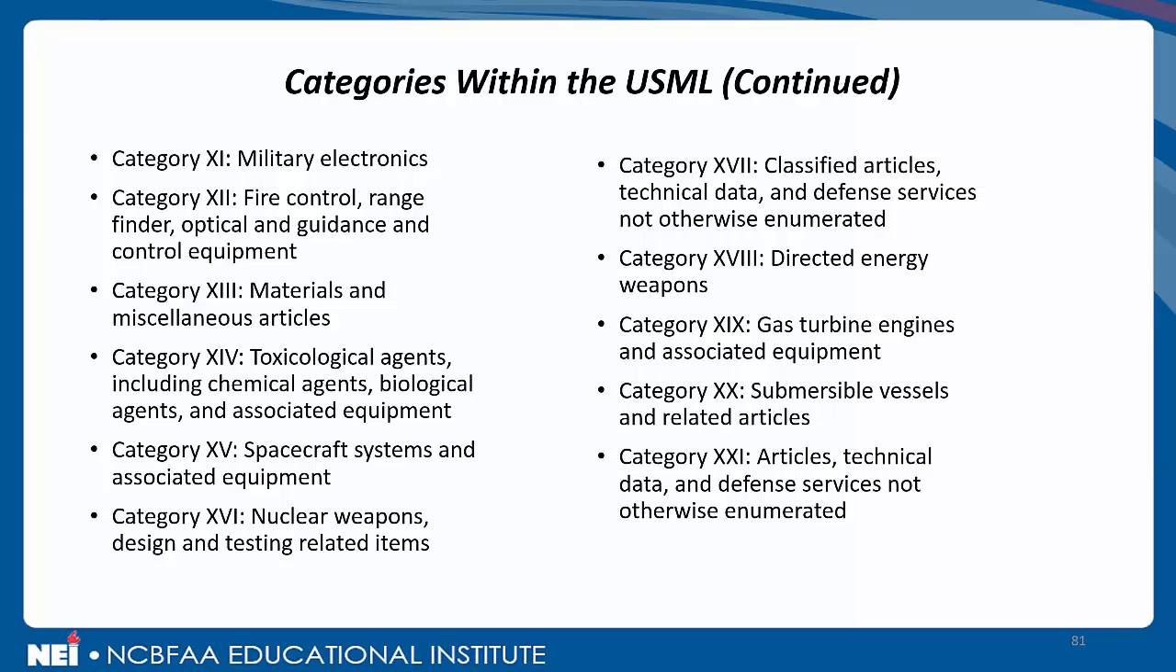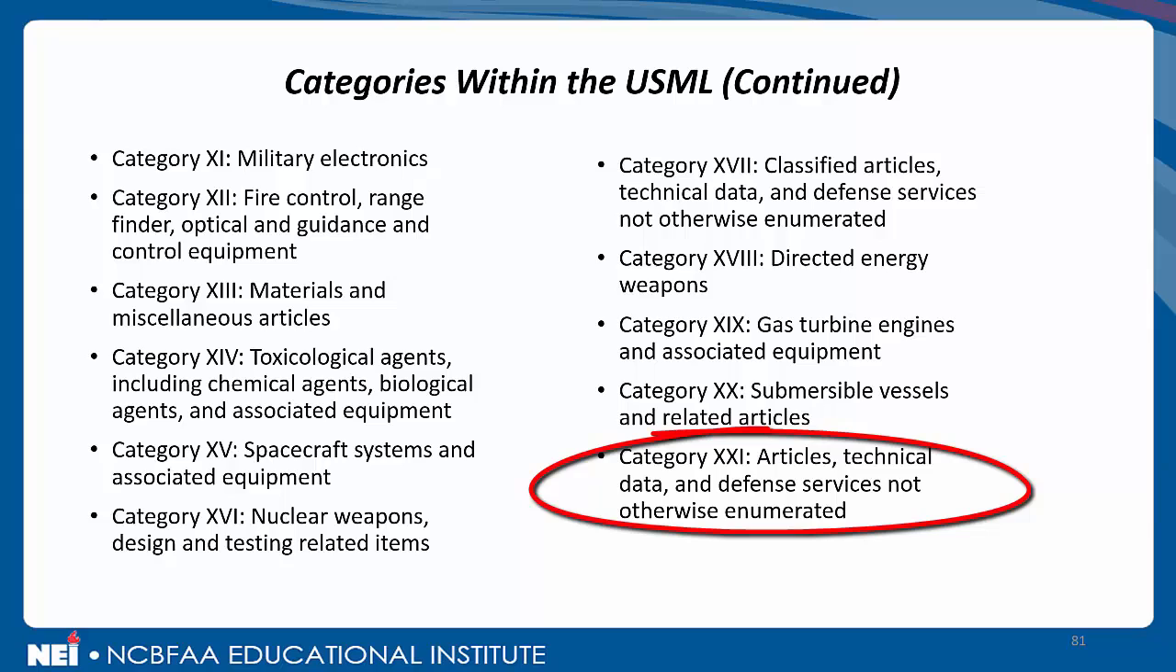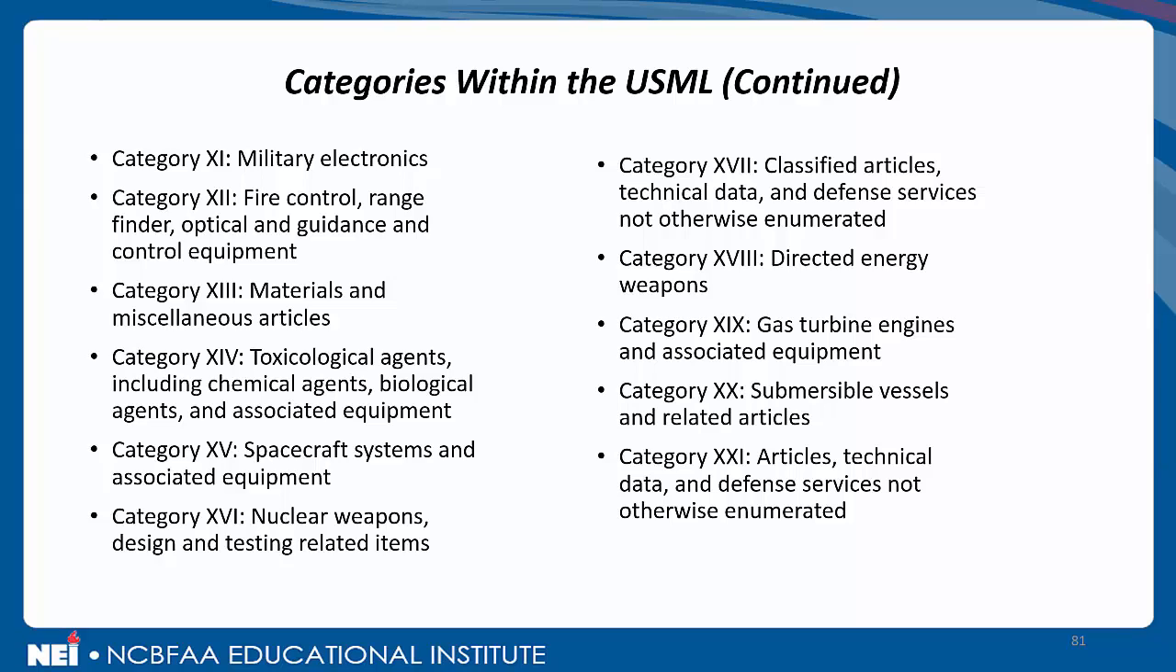Category 17, classified articles, technical data, and defense services not otherwise enumerated. This is a bit of a catch-all category, and you'll note a mention of classified articles. We'll talk more about that in just a little bit. Category 18, directed energy weapons. Category 19, gas turbine engines and associated equipment. Category 20, submersible vessels and related articles, submarines and the like. And then Category 21, another catch-all, articles, technical data, and defense services not otherwise enumerated. So if you have an article, technical data, or services that likely fall under the USML, but you haven't been able to find it in a different category, 21 might be of some assistance.